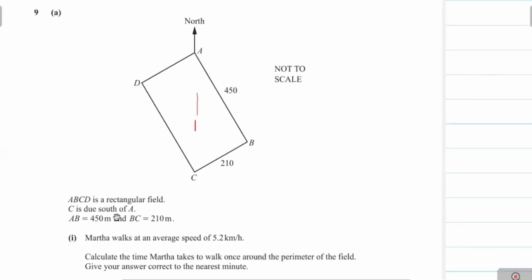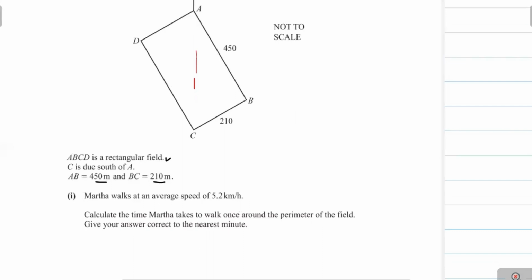Question number 9, part A. ABCD is a rectangular field. C is due south of A. AB is 450 meters, BC is 210 meters. Part one, Martha walks at an average speed of 5.2 km per hour. Calculate the time Martha takes to walk once round the perimeter of the field. Give your answer correct to the nearest minute.